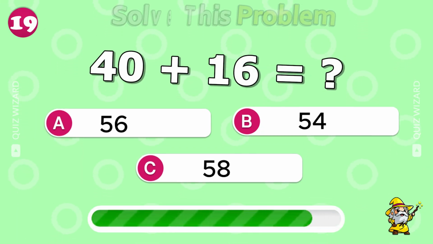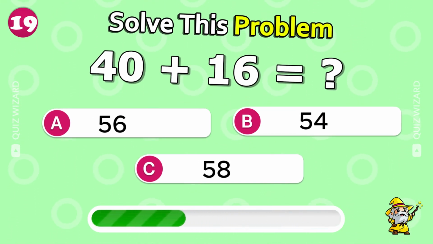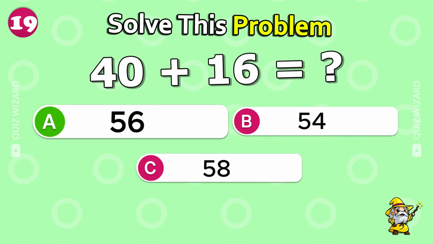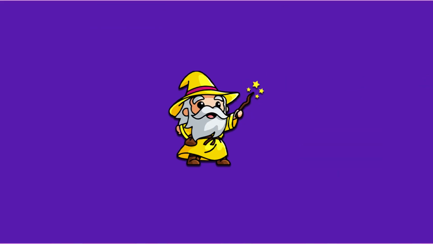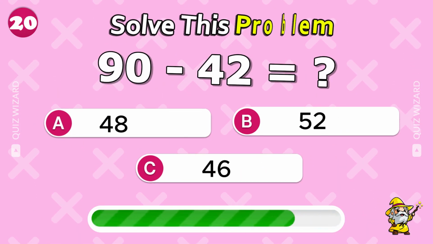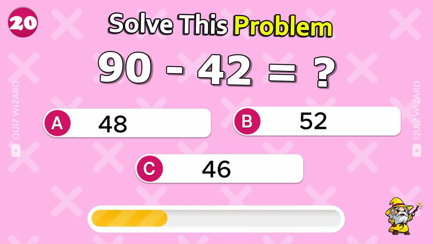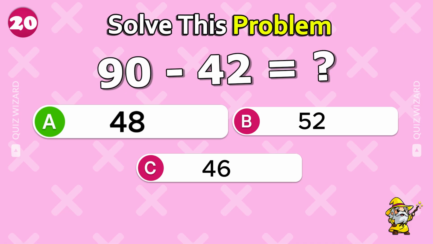What is the result of 40 plus 16? 56, 54, 58. Answer is 56. Can you solve 90 minus 42? 48, 52, 46. Answer is 48.